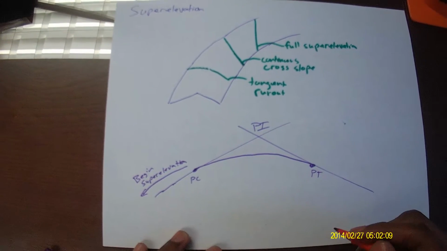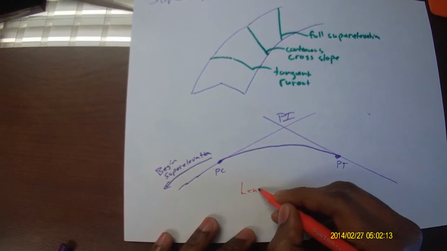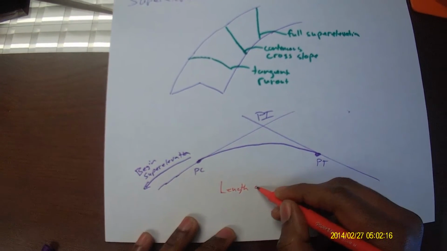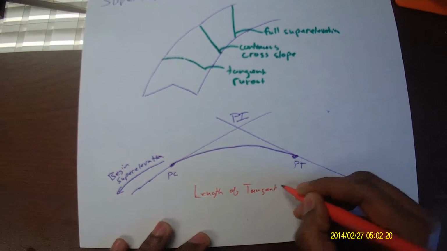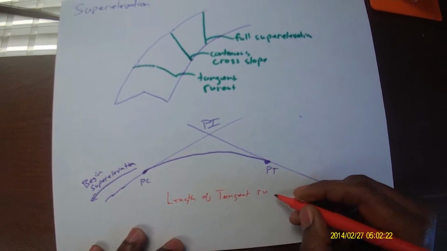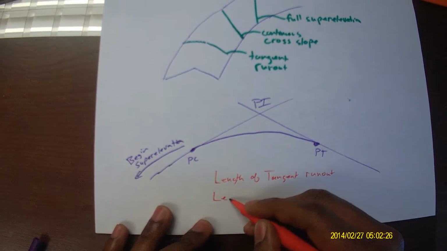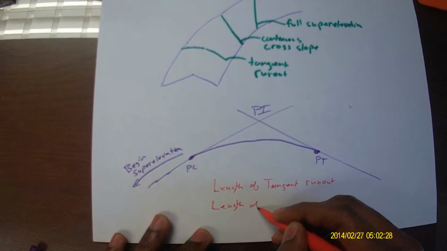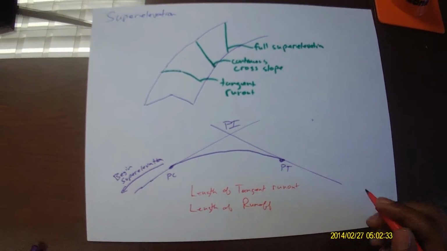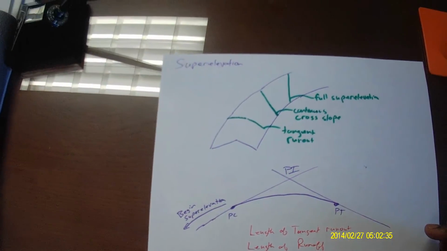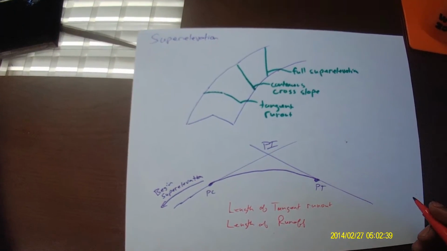Okay, and those two equations are called length of tangent runout and the length of runoff. Okay, now those equations are basically written as such.